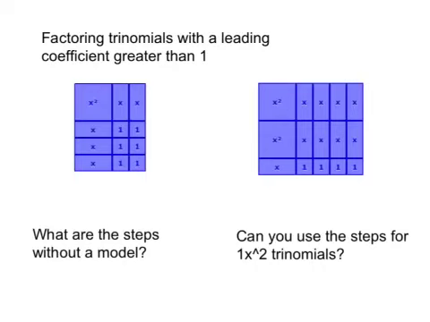Today we're going to look at another type of factoring. It's probably the most complex type of factoring. This is factoring trinomials when the leading coefficient is greater than 1. Often we'll write out trinomials as x squared, and then there's an x term, and then there's a number.